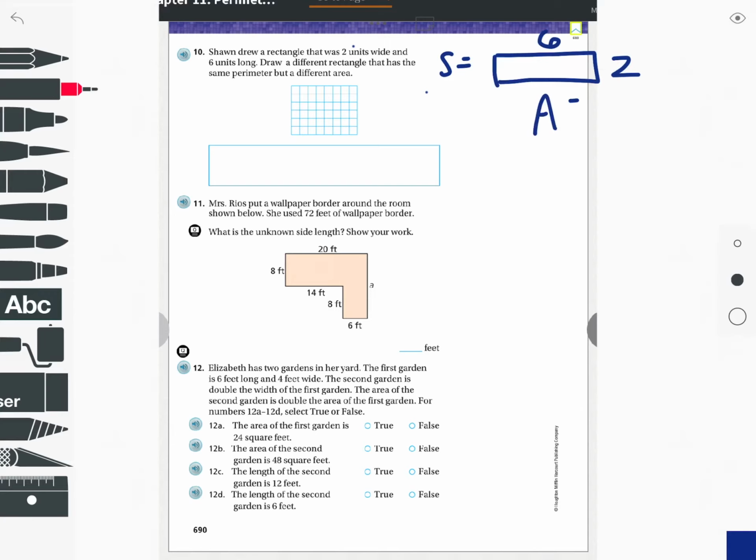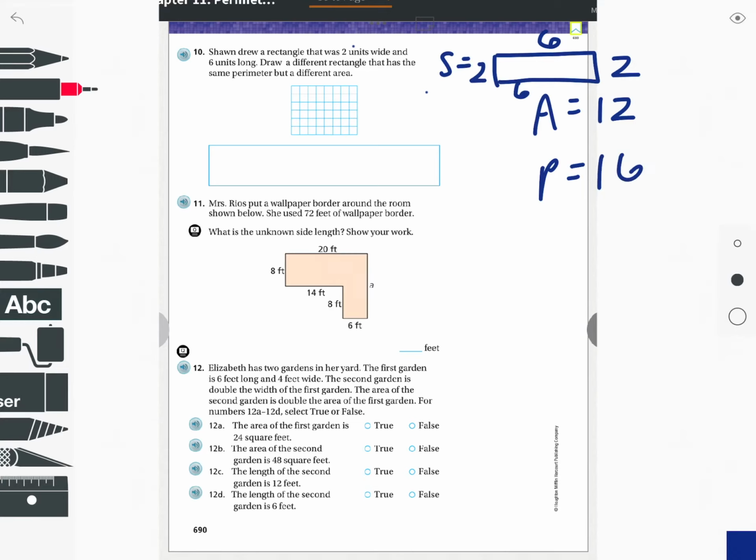So I have to figure out the area of the shape and perimeter. Well, I know the area is length times width. 6 times 2 is 12. So I know that my area is 12 units. And the perimeter, I have to add up the sides. 6 plus 6 is 12, plus 2 is 14, plus 2 is 16. So I know my perimeter is 16.